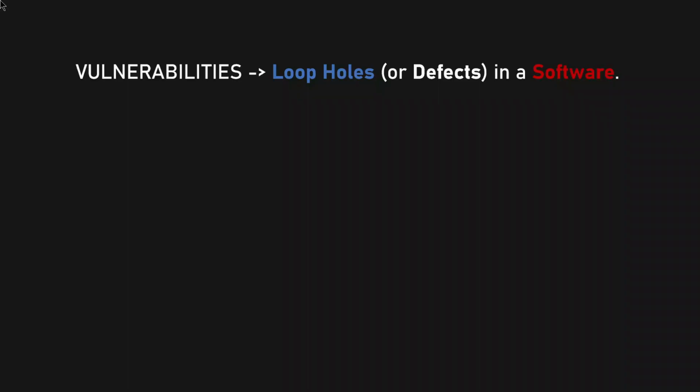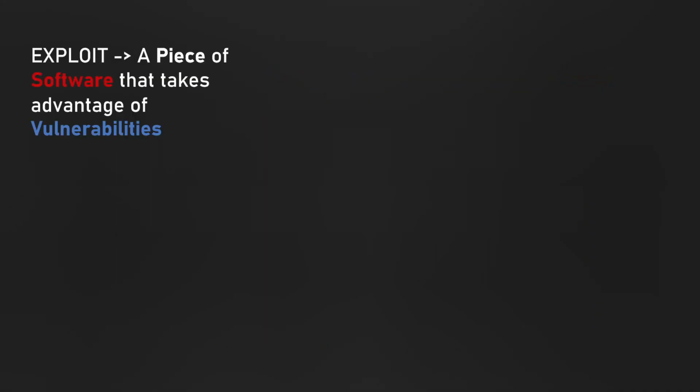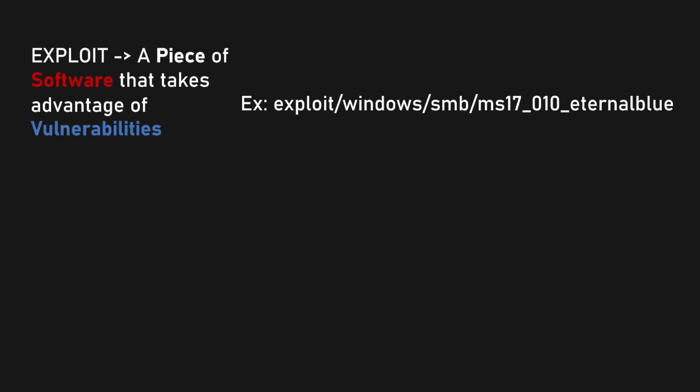No software is 100% perfect. There are a few defects in them, and that's called a vulnerability. A piece of software that takes advantage of vulnerabilities is called an exploit, like this one called the EternalBlue exploit, which takes advantage of a remote code execution bug in Microsoft's SMBv1 protocol. We'll learn about it in our future videos.